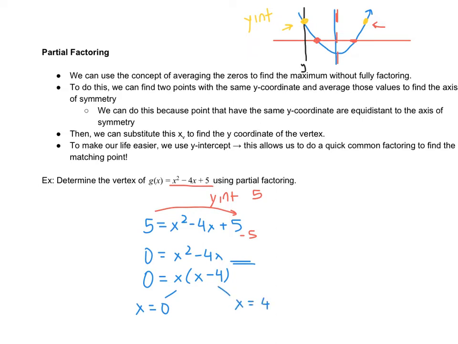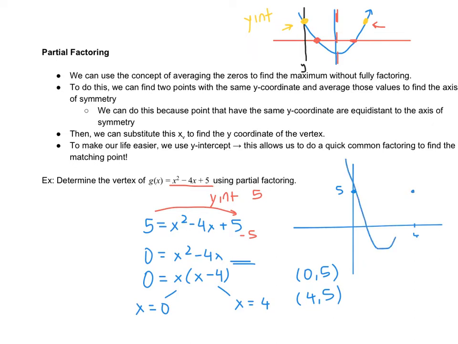So these are the two coordinates we have. We have 0, 5, which is the y-intercept, and 4, 5. So let me just do a quick little sketch here. Let's say 5 is here, and that's the other point we found. And our parabola is opening up. So we have just found those two values. If we just average them, we'll still get our axis of symmetry without bothering to solve for the actual x-intercepts.